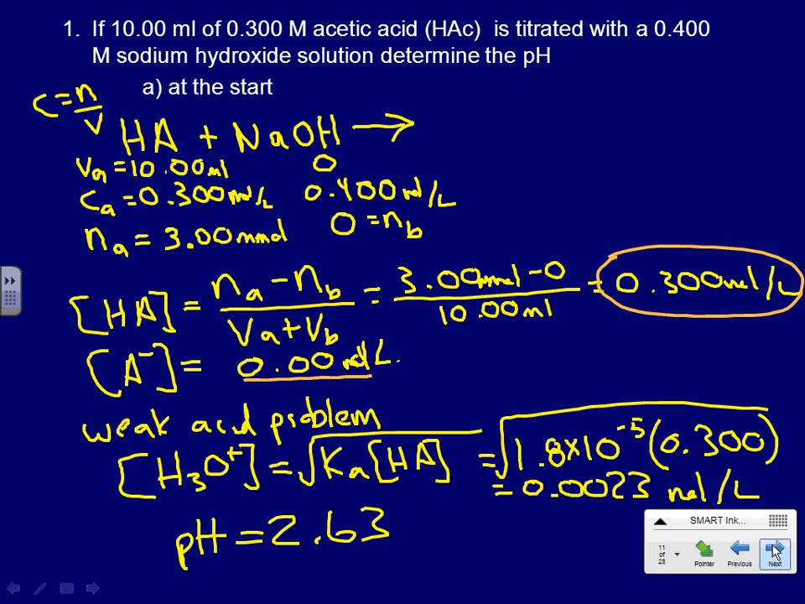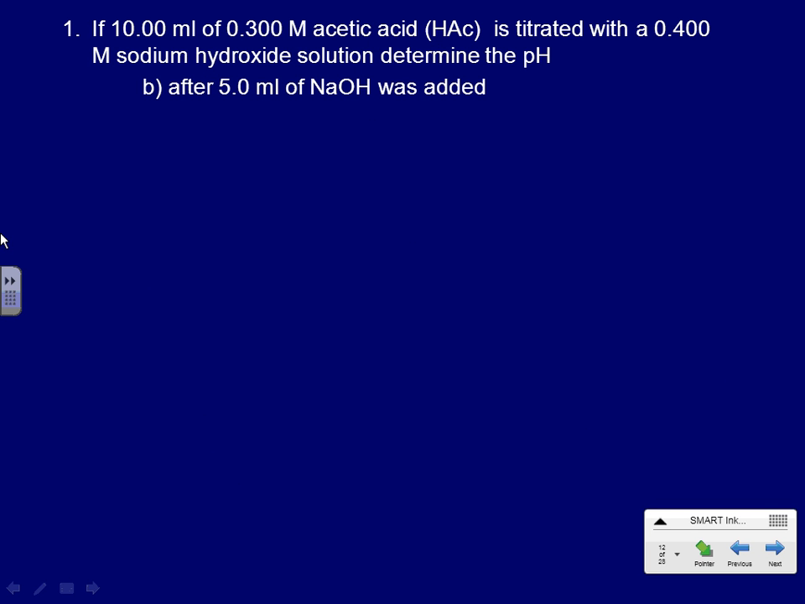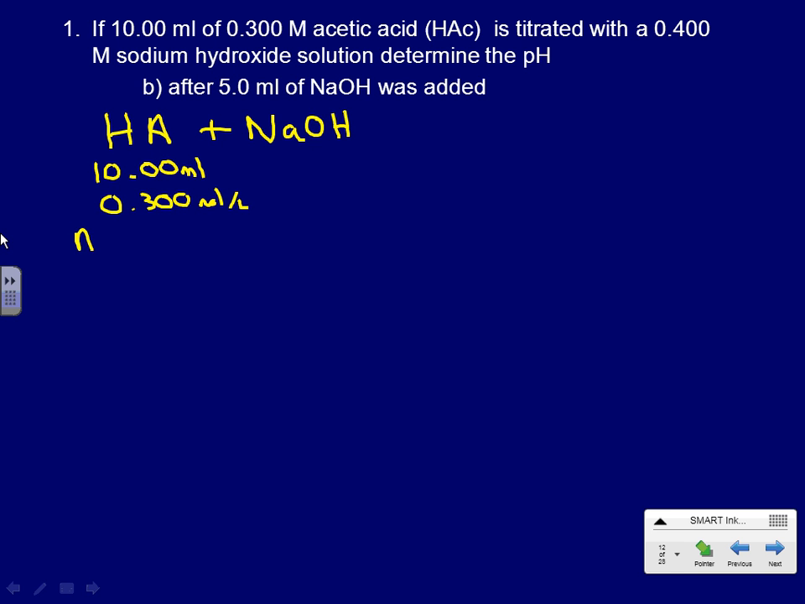Let's take a look at the second situation. In the second situation, we've added 5 milliliters of NaOH. Now, because it's the same titration, I'm going to have the same numbers in my HA. 10 milliliters, 0.300 moles per liter. When I multiply those, I'm going to get an Na of 3.00 millimoles.